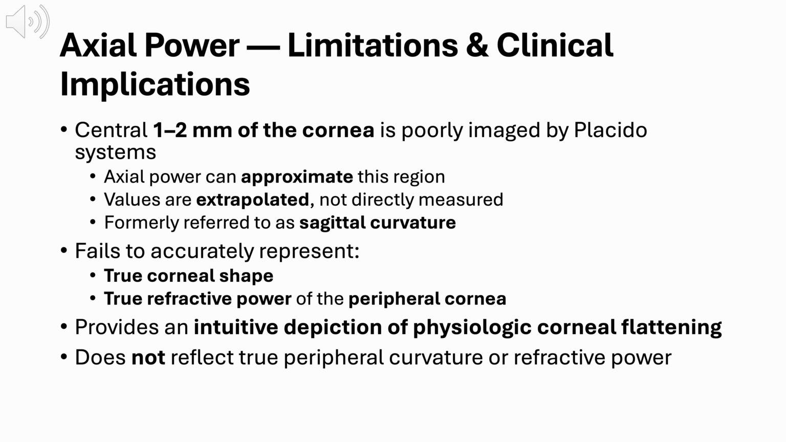That said, axial power maps are still useful. They provide an intuitive, easy-to-read depiction of normal physiological corneal flattening from the center to the periphery, which makes them good for recognizing broad patterns and symmetry. The key limitation to keep in mind is that axial power does not reflect true peripheral curvature or true peripheral refractive power. It's a global, averaged view of the cornea. So, while it's helpful for orientation, it should not be relied on when precise or localized corneal detail matters.